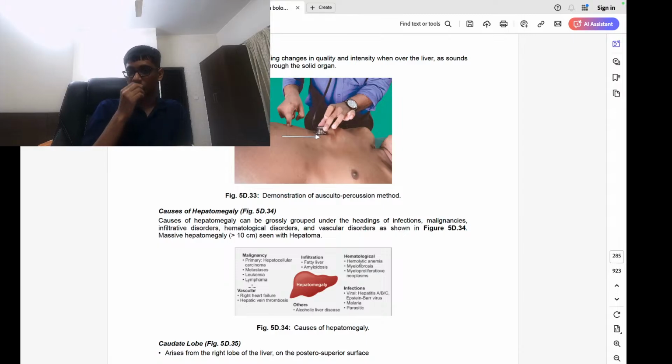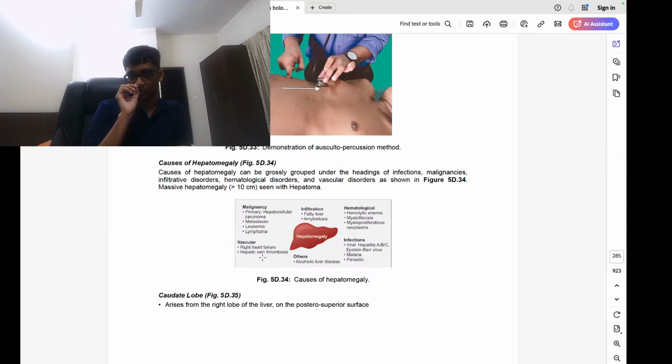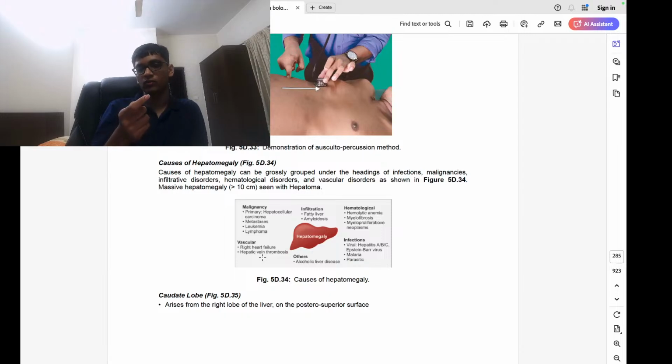Causes of hepatomegaly can be grossly grouped under the headings of infections, malignancies, infiltrative disorders, hematological disorders, and vascular disorders, as shown in the figure. Malignancy: primary hepatocellular carcinoma, metastasis, leukemia, lymphoma. Infiltration: fatty liver and amyloidosis. Hematological: hemolytic anemia, myelofibrosis, myeloproliferative disorders. Vascular: right heart failure and hepatic vein thrombosis. Others: alcoholic liver disease, and infections such as viral hepatitis A, B, C, Epstein-Barr virus, malaria, parasitic.